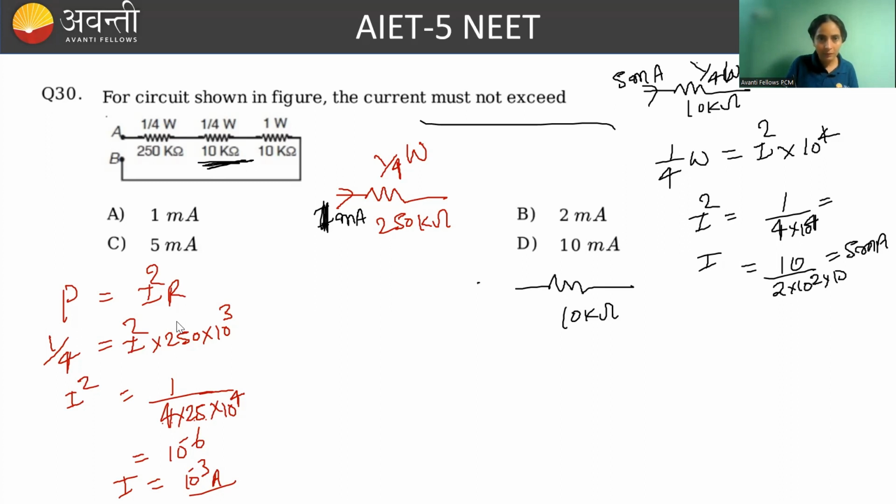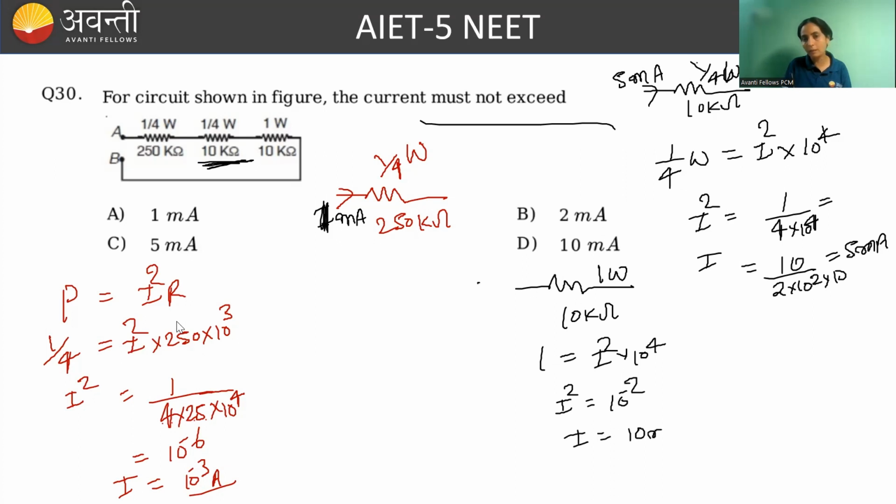10 kilo ohm is the resistance, 1 watt is the power. So this is 1 equals I square times 10 to the power 4. So I square is 10 to the power minus 2, that is, I is equal to 10 milliampere, because you will divide 10 by 10. So this will become 10 milliamp. Done. But these three resistors are in series.